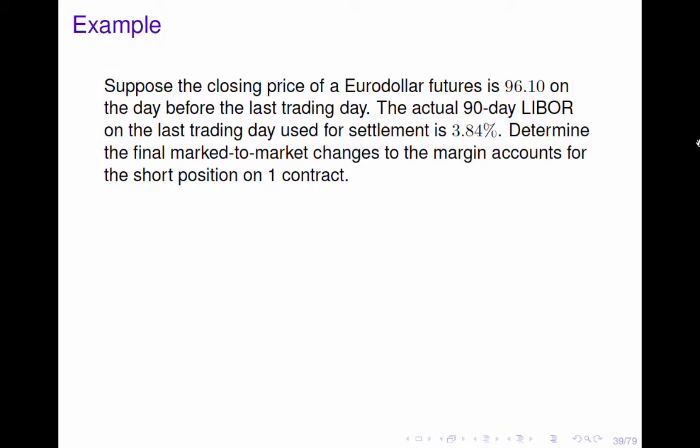Here's an example. Suppose the closing price of a Eurodollar futures is 96.10 on the day before the last trading day. The actual 90-day LIBOR on the last trading day used for settlement is 3.84%. Determine the final mark-to-market changes to the margin accounts for the short position on one contract.